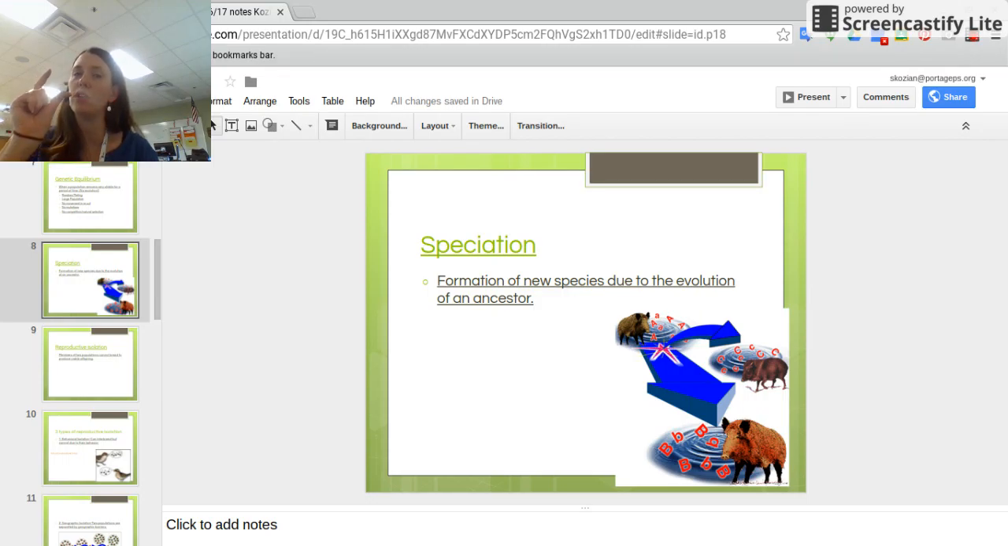That means two different gene pools trying to breed together. It's a word that we don't talk about as a vocabulary word, but it's one that throws a lot of people off when we're talking through these concepts. Okay, so right here is your definition for speciation.